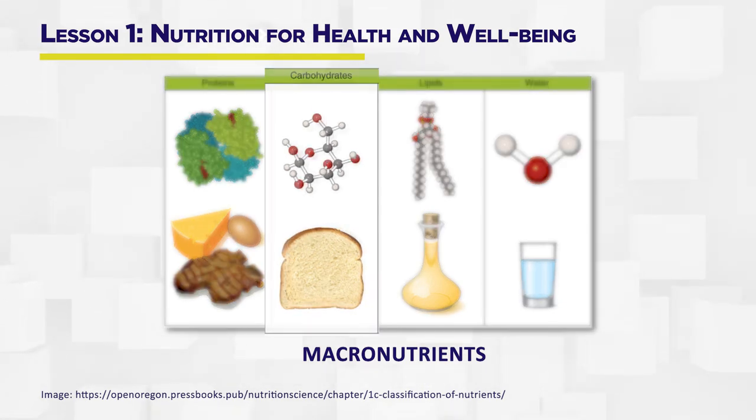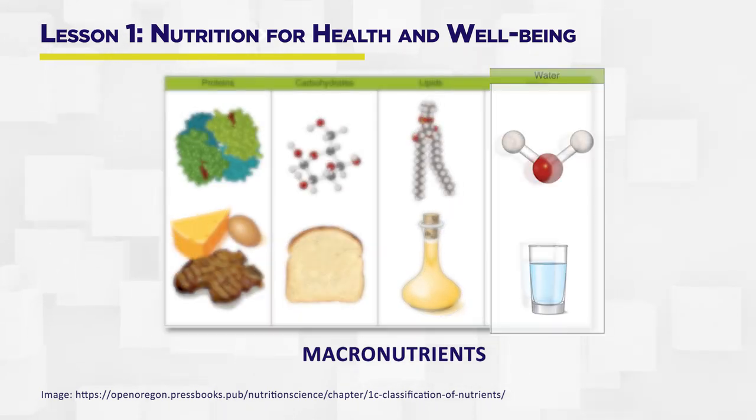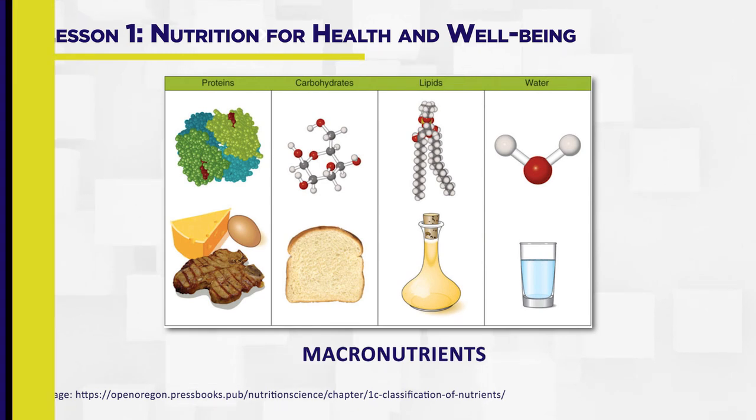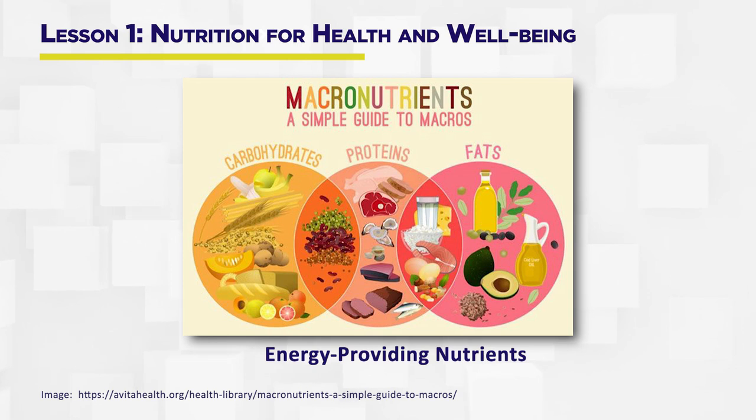Substances like carbohydrates, lipids, proteins, and water are considered macronutrients. Except water, the rest are also called energy-providing nutrients. The energy that they provide is measured in calories, and is essential for the human body to grow, repair, and develop new tissues, conduct nerve impulses, and regulate life processes.